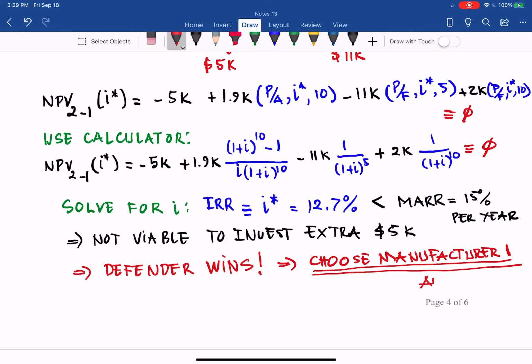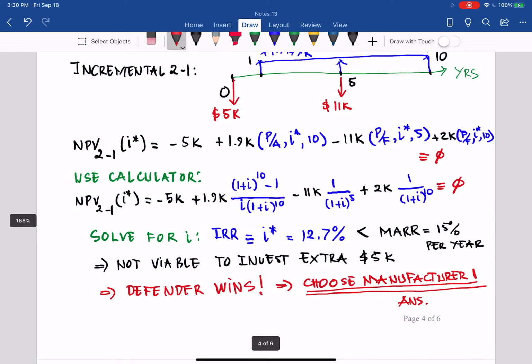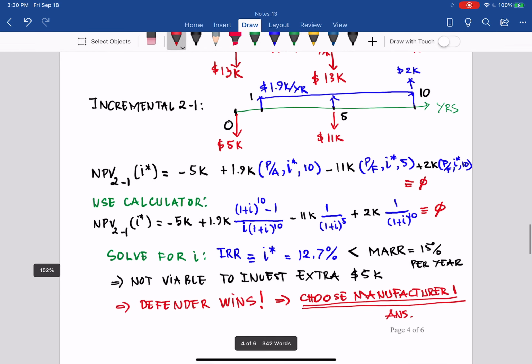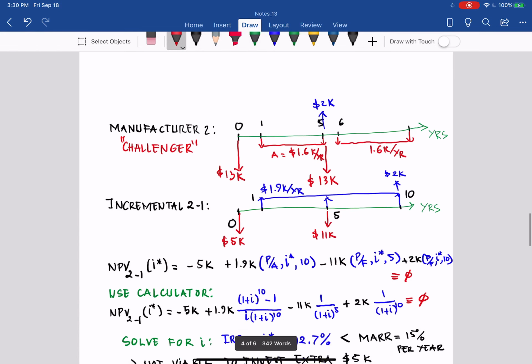Choose manufacturer 1. If you get the answer IRR of, for example, 16%, greater than 15%, then it's viable to put in more money because you save more, and that will be the challenger win. So it always compares with MARR to go with the defender or the challenger. In the next problem, problem 3, we go through all 3 steps in IRR analysis.